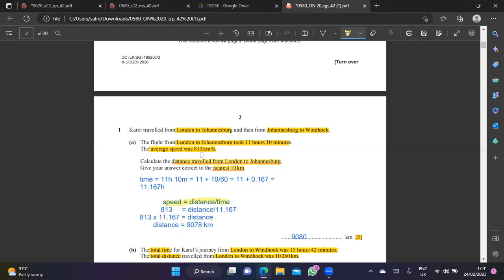Because they have given you the speed here, and they have given you the time taken, although you have to find it yourself. So if you want to find distance, the relationship is from the formula speed equals distance over time. Easy, yeah? I am sure everybody knows this. Afterwards, you have to find the time taken. So what is the time taken? 11 hours, 10 minutes.